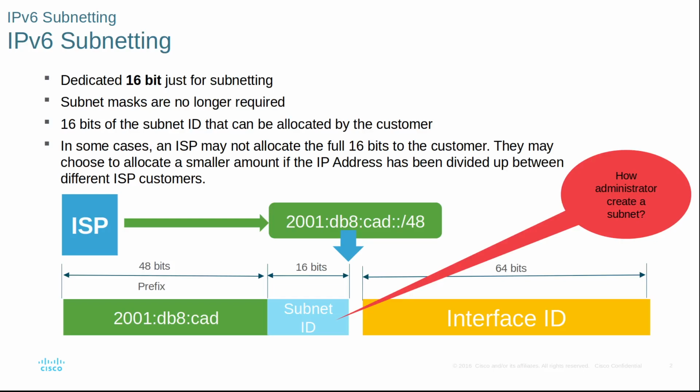The 16 bits in this subnet ID can be allocated by the customer, so your ISP, or your service provider, is going to give you the prefix, and then you're going to deal with this. Now in some cases, the ISP might not actually give you the full 16 bits. They may have allocated a smaller amount of the address if it's been divided up between different customers.